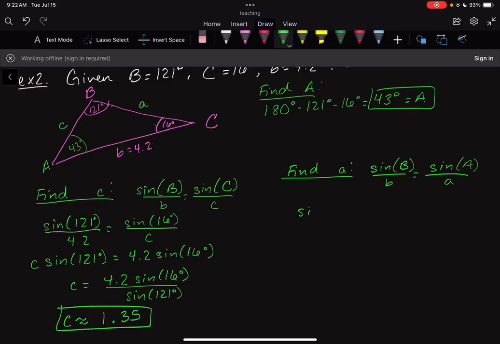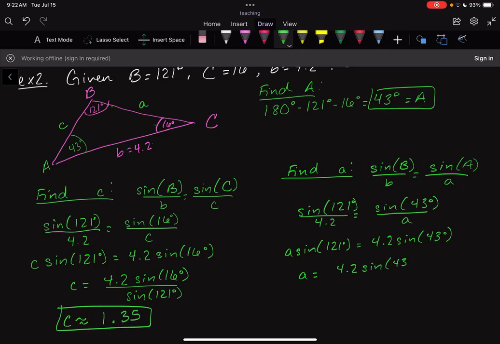Plugging everything in, I get sine 121 over 4.2 is equal to sine 43 over A. Solve this, so I get A times sine 121 is equal to 4.2 times sine 43, divide by sine 121. And let me go plug this in. I get 3.34.